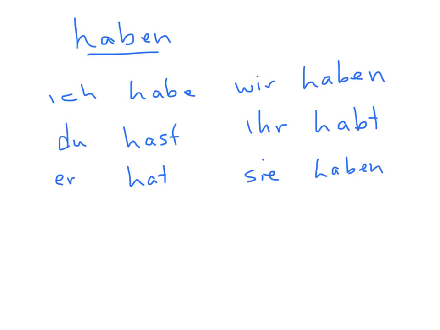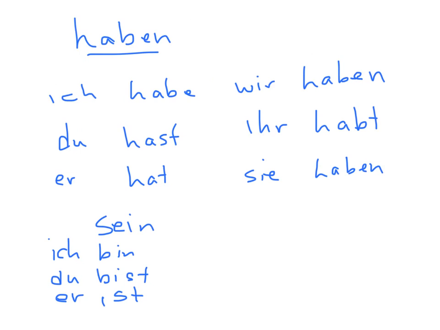And I will say the same thing about sein. So let's go with sein here. So it's ich bin, du bist. Er, sie, es ist. Wir sind. Ihr seid. And Sie sind. And there are some of you out there, and you know who you are, who still do not have these 2 verbs committed to memory.